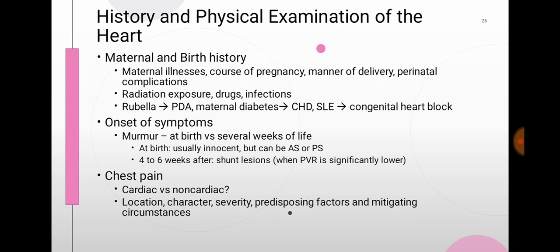Okay? So, onset of symptoms. When did the murmur start to be noticed? As I said, is it at birth or several weeks after? During birth, most likely it's an innocent murmur, except it can also be an aortic stenosis or a pulmonic stenosis. Because most of the CHDs we hear several weeks after life, around 4 to 6 weeks after, when the pulmonary vascular resistance significantly lowers.